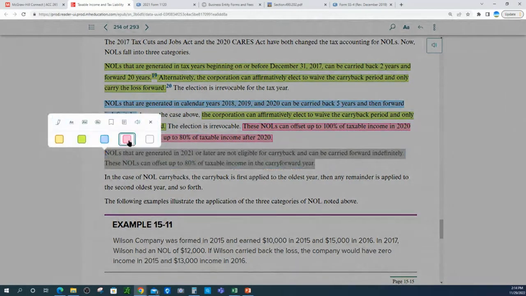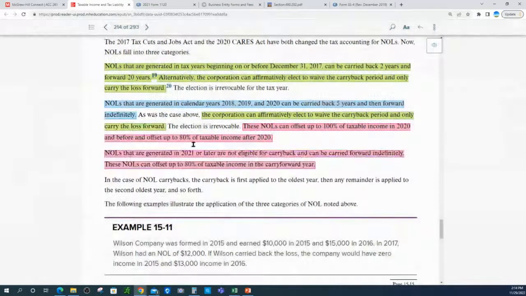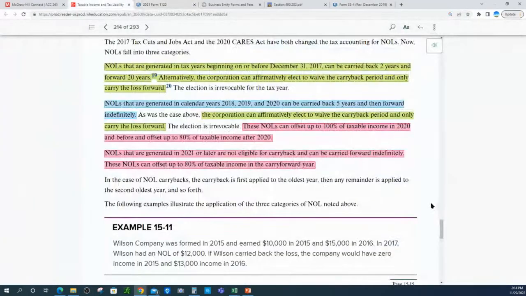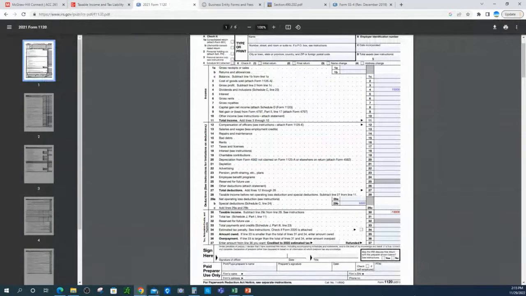They can be carried forward indefinitely, but they can only offset up to 80% of taxable income. So that means, let's just say this was in 2021. I'm not going to carry it back, but next year, let's say I've got $10,000 of taxable income. I can't offset all of that $10,000. I can only offset 80% of it, so 8,000 of it. And then the other 2,000 is going to go to the next year.